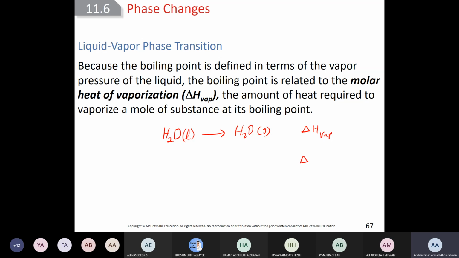Okay. Can you write delta H fusion? H2O liquid goes to solid. This is the equation to represent delta H fusion. Is this clear? Is there a relation between the heat of vaporization and the boiling point?